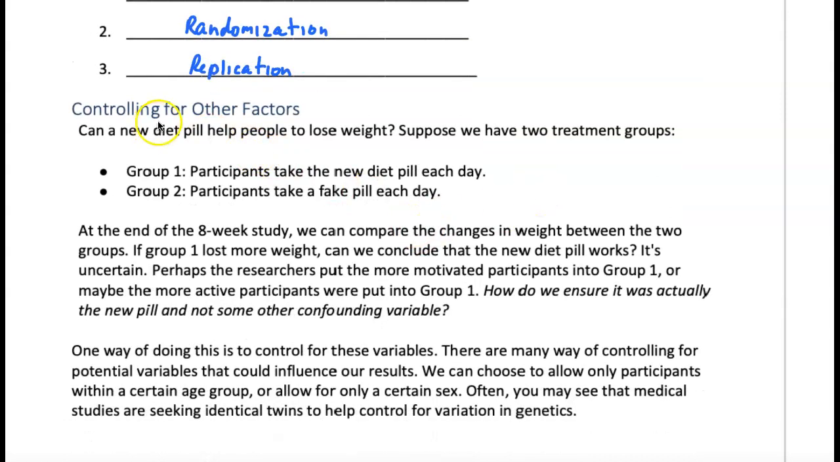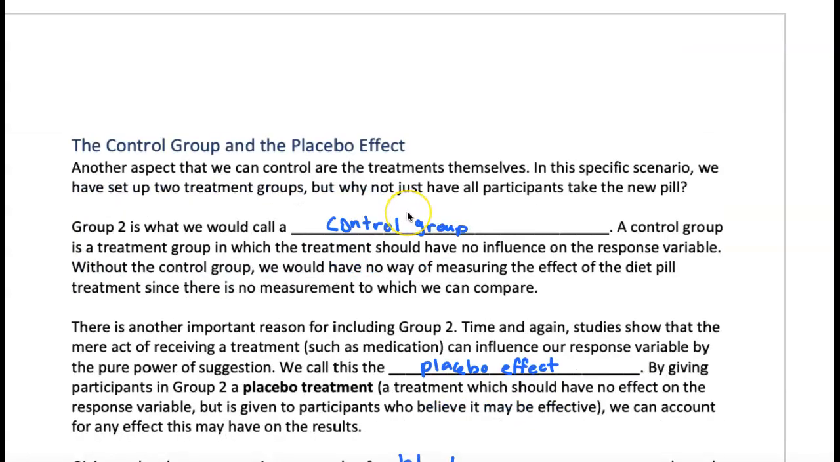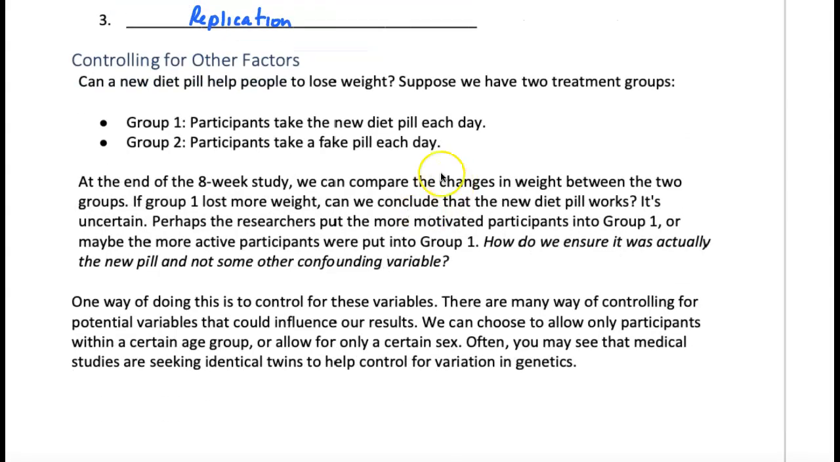We talk about controlling for factors, right? Can a new diet pill help people lose weight? Suppose we have two treatment groups, people who took the new diet pill each day and a group who take a fake pill, right? We call that a placebo. We get that term, placebo, with that. But what else would we want to control for?